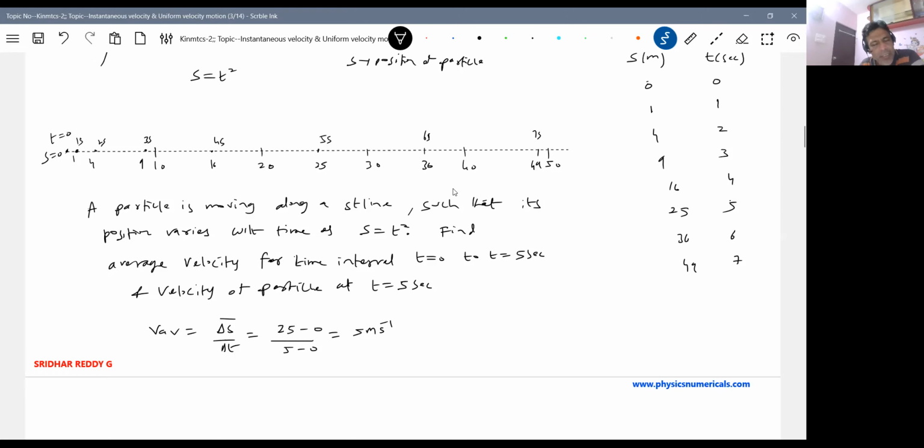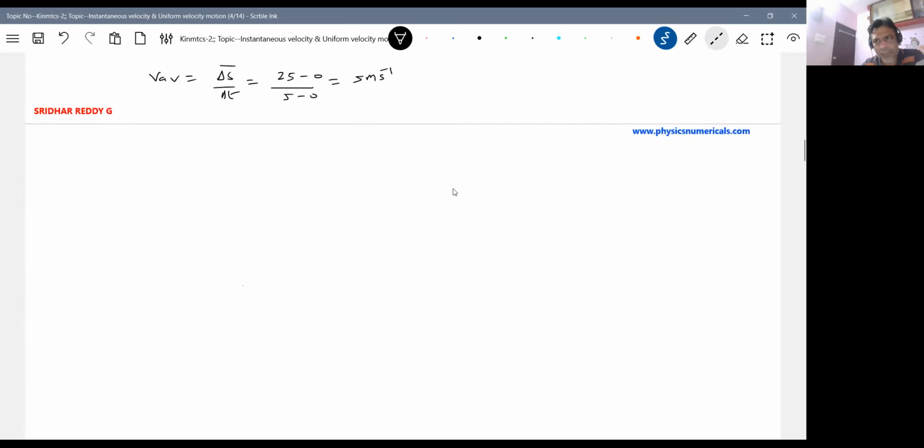I should calculate ds by dt. How to calculate ds by dt? I'll go for the plotting of the graph. Let's plot. So what are the intervals of time? 1, 2, 3, 4, 5, 6, 7, 8. Let this be 10, 20, 30, 40. This is the position, and t is in seconds. So let me go for the graph.